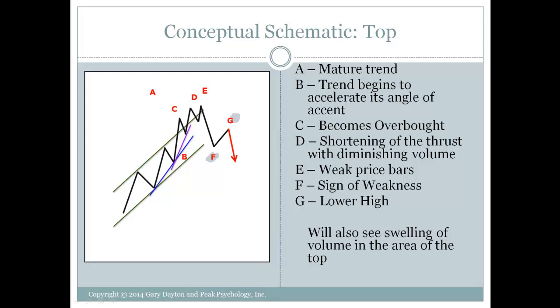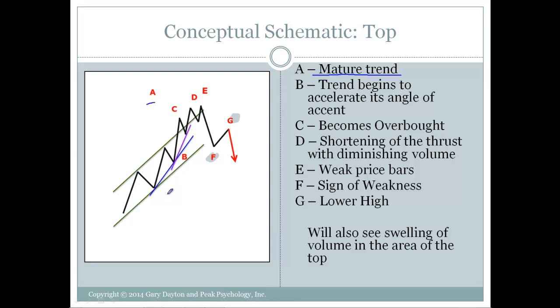Okay, so here's a conceptual schematic of a top. Let's start going through this so that we start to get familiar with it. The idea here is that tops and bottoms kind of repeat themselves. Again, it's not exactly the same all the time, but first of all, a top doesn't come in until the trend is mature. If we're just breaking out of a trading range, we're not looking for a top to occur. We want to see this occur in a mature trend.